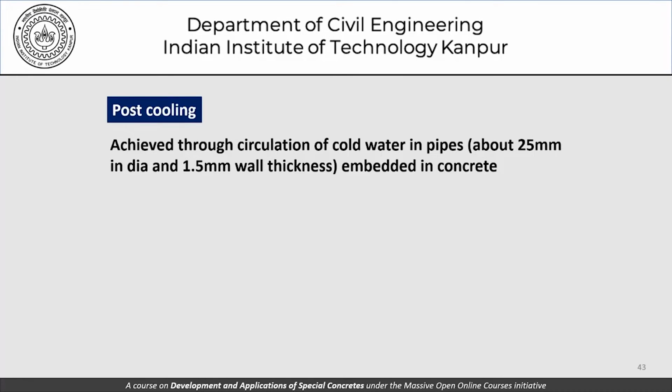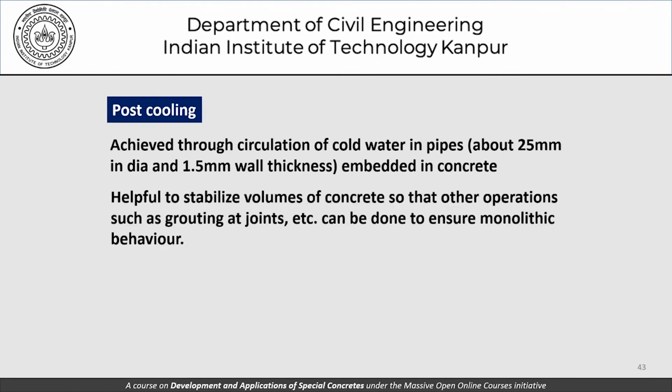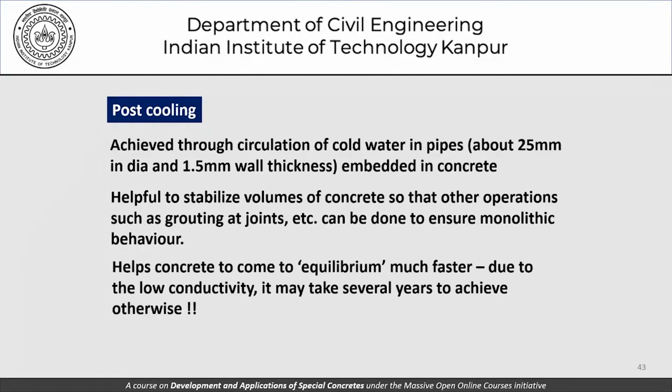Post-cooling is achieved through circulation of cold water in pipes. These pipes are about 25 millimeters in diameter and 1.5 millimeter wall thickness embedded in concrete. It's helpful to stabilize the volumes of concrete so that other operations such as grouting at joints, etc. can be done to ensure monolithic behavior and helps concrete to come to equilibrium much faster. Due to the low conductivity, concrete may take several years otherwise.